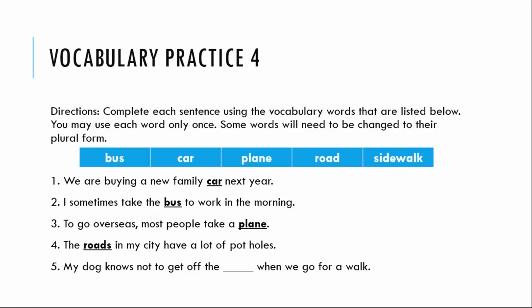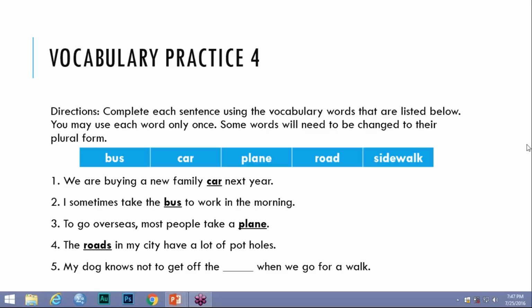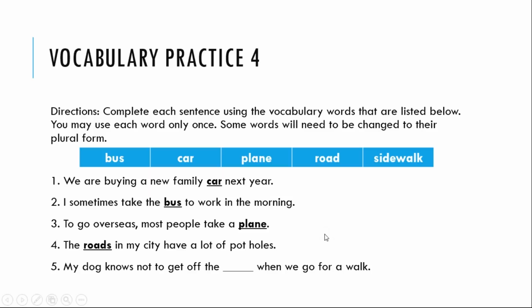Okay, number 5. My dog knows not to get off the blank when we go for a walk. My dog knows not to get off the blank when we go for a walk. I see some right answers there. Very good. Excellent. Yes. My dog knows not to get off the sidewalk when we go for a walk. Good job, everybody. Yes. Very good. My dog knows not to get off the sidewalk when we go for a walk. Okay. We got one more. Tenemos una más, right? Here we go.